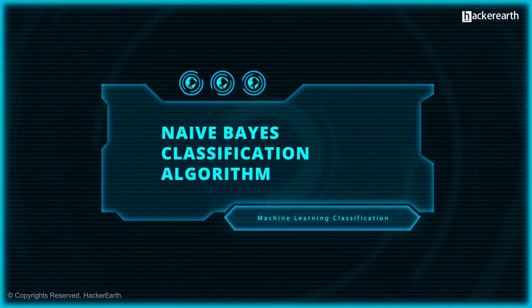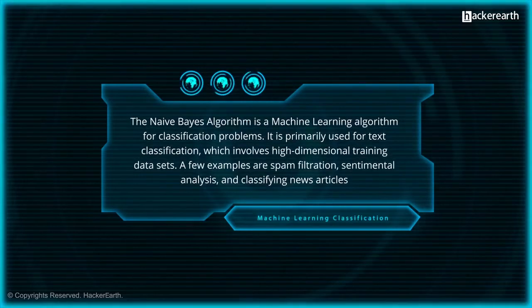Let us begin with a brief introduction about what naive Bayes is and why it is called that, and then we will straight away dive into the mathematical aspects related to it. The naive Bayes algorithm is a machine learning algorithm for classification problems. It is primarily used for text classification, which involves high-dimensional training data sets. A few examples are spam filtration, sentimental analysis, and classifying news articles.